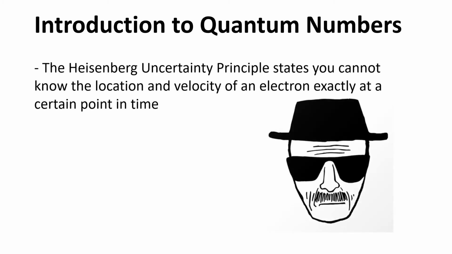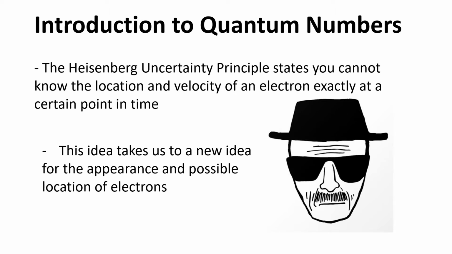So the Heisenberg uncertainty principle states that you cannot know the location and velocity of an electron exactly at a certain point in time. And so this idea takes us to the new idea for the appearance and possible location of electrons. So we don't know exactly where they are. They're in shells. Maybe they're not. Where are they? We can't find them. So we're going to talk more about that.